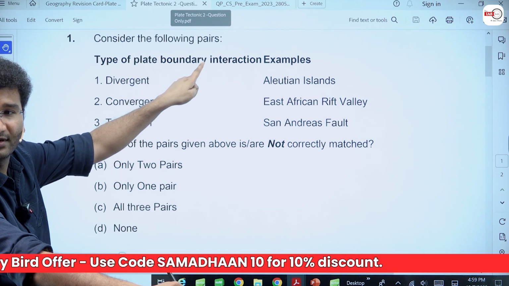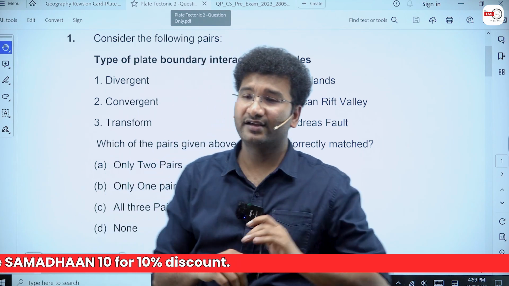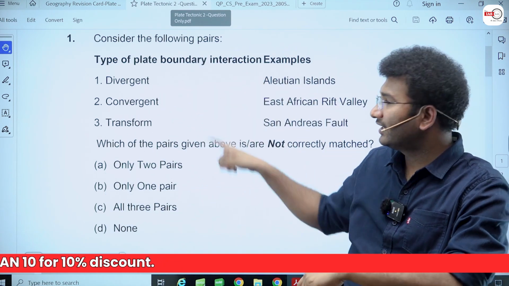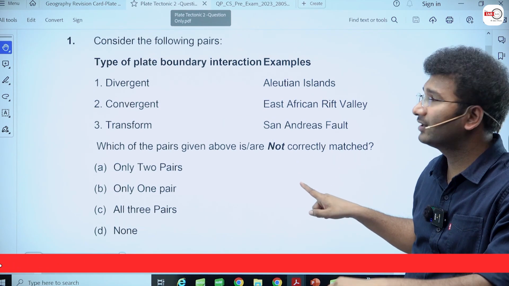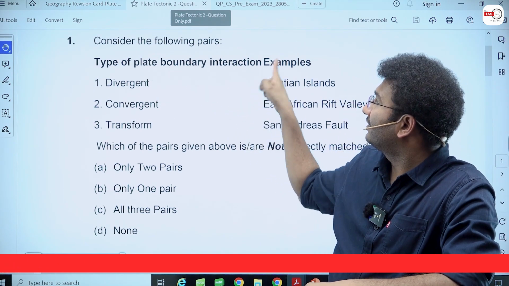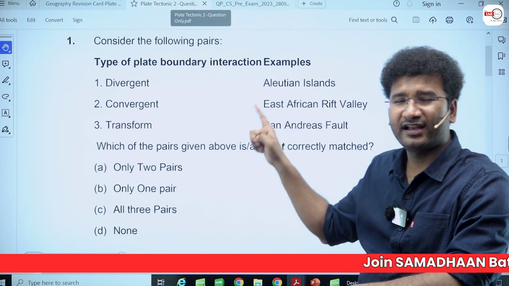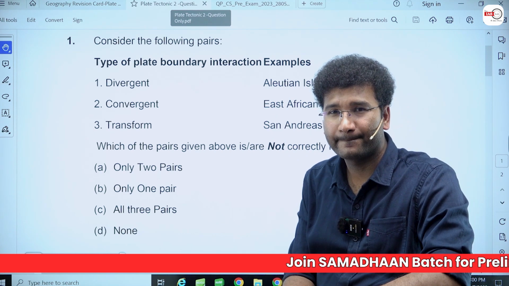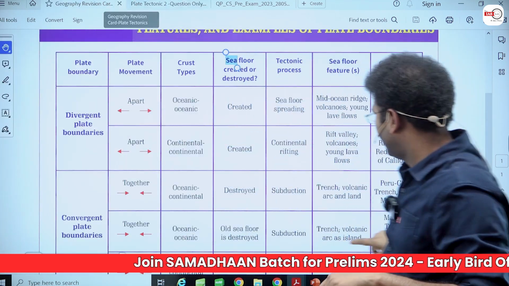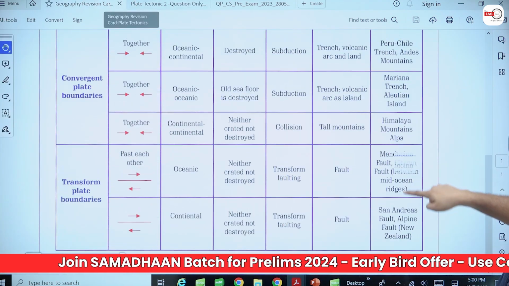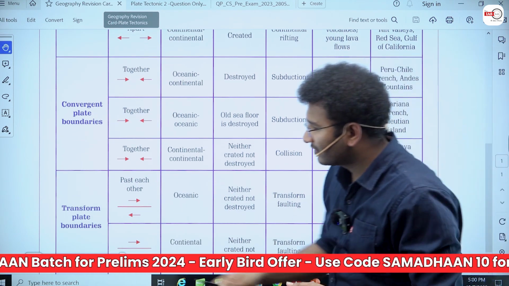Consider the following pairs. Here there is the type of plate boundary interaction, as well as a pair that is given. They are asked which of the following given pairs are not correctly matched. Look, type of plate boundary interaction and examples. Number 1, divergent plate boundary, Aleutian Islands. Is the Aleutian Islands a divergent plate boundary or a convergent plate boundary? Let us go and check. Here you have the Aleutian Islands, right?